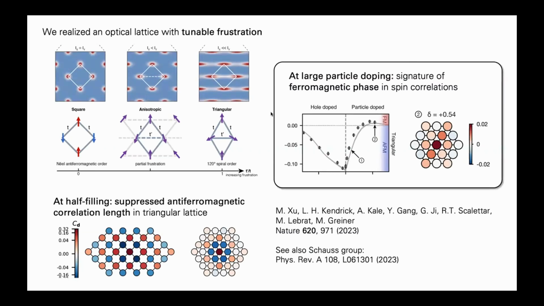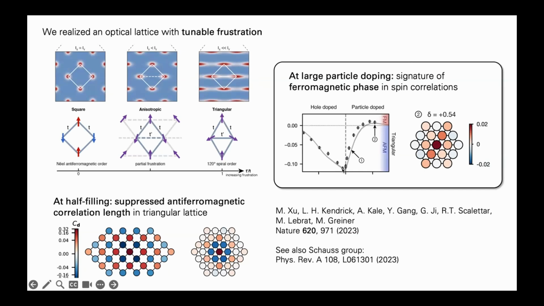To our surprise, what we actually observed as we started doping this system is, well, as you know, for a square lattice, it doesn't matter whether you dope holes or particles. It looks exactly the same, and that's what we also found experimentally. But on a triangular lattice, if you do hole doping here, then the antiferromagnetic correlations persist even more than on a square lattice.